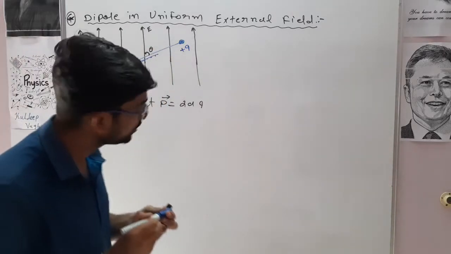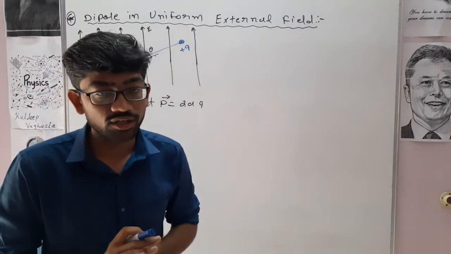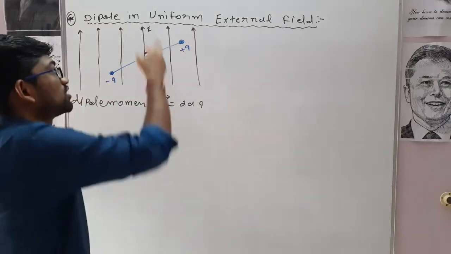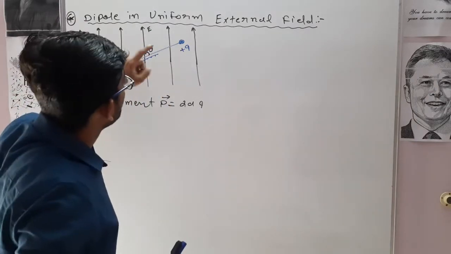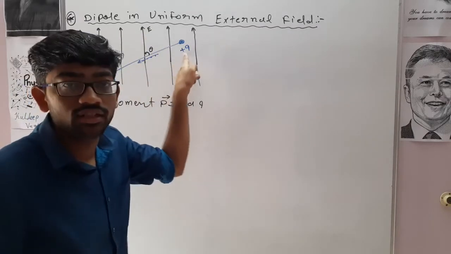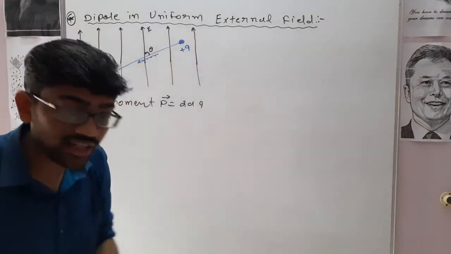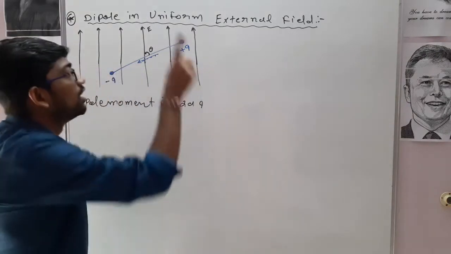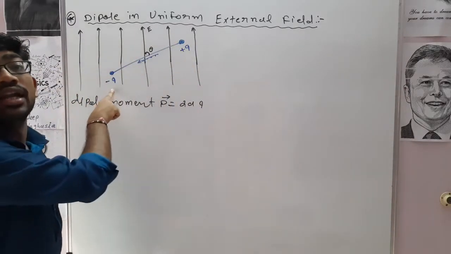Now see what happened. Suppose this electric field is a positive electric field, in the upward direction. Suppose this is positive electric field. Okay, so if it is positive, what happens? That positive electric field repels the positive charge and attracts the negative charge. Come again. Positive electric field repels the positive charge and attracts the negative charge.